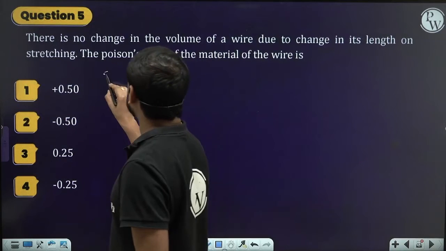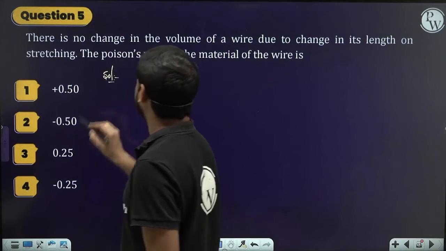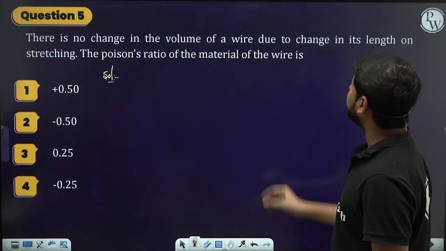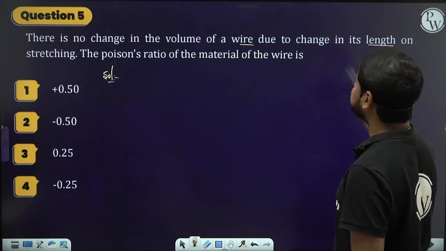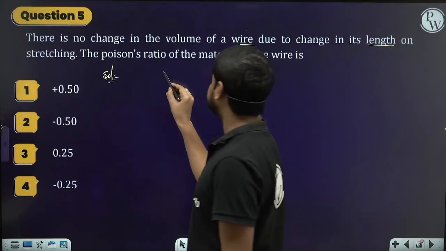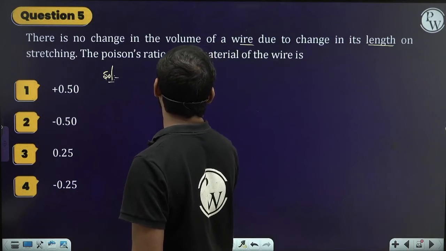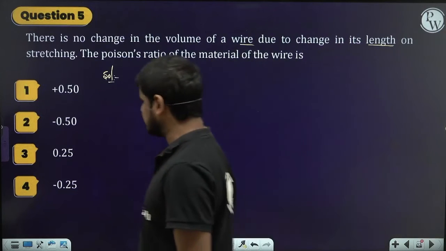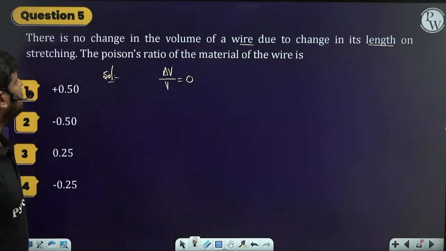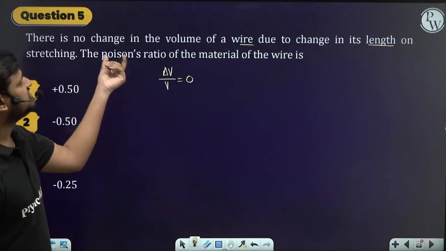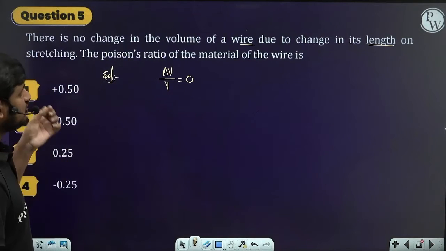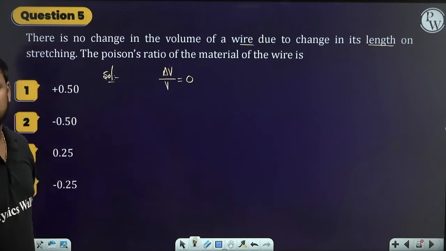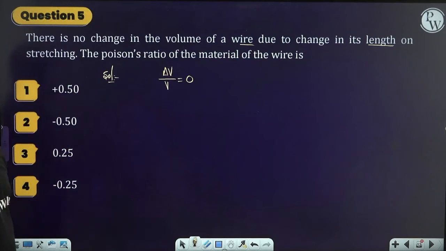So let's see the next question. There is no change in the volume of a wire due to change in its length on stretching. That means delta V by V is 0. So what is the Poisson's ratio of the material of the wire? They are asking for the Poisson's ratio. Can you guys apply the same previous question concept?